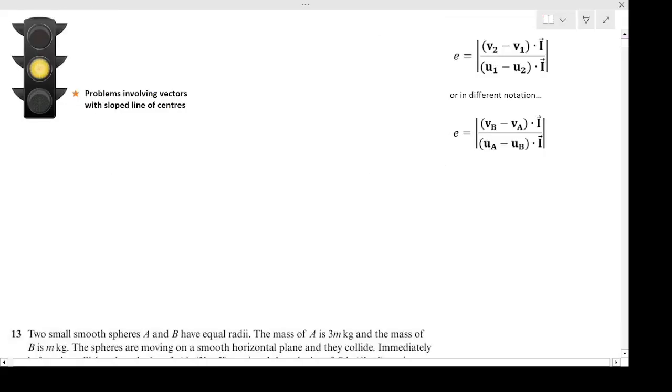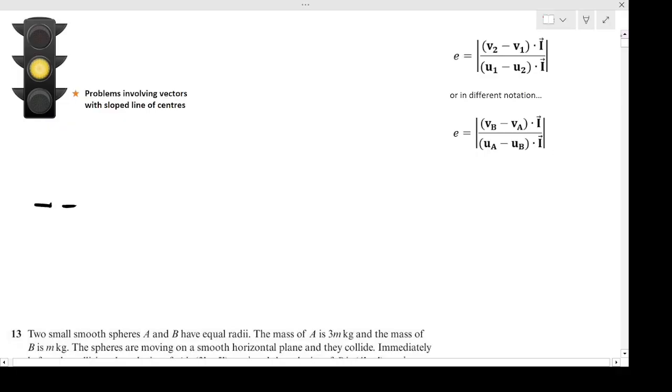Now we're going to be looking at vectors, but now the line of centres is sloped. So in other words, it's not going to be parallel to i or j. You would have noticed with the previous few questions we looked at, it was either parallel to i or j.